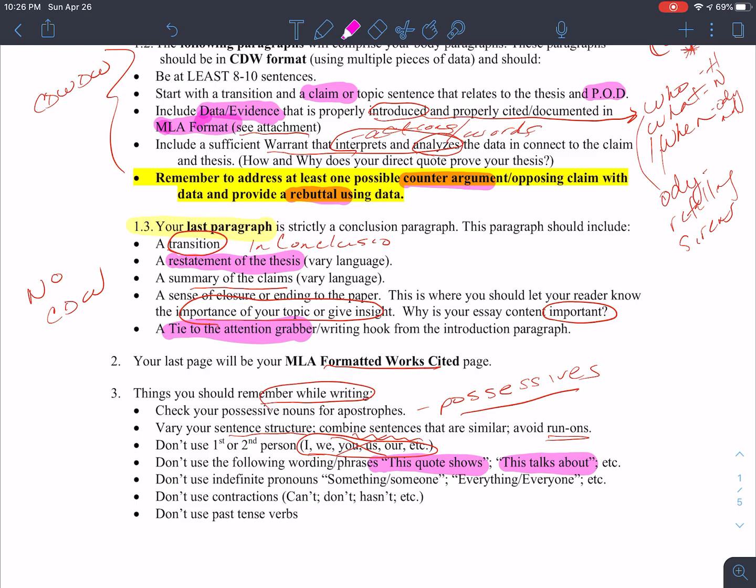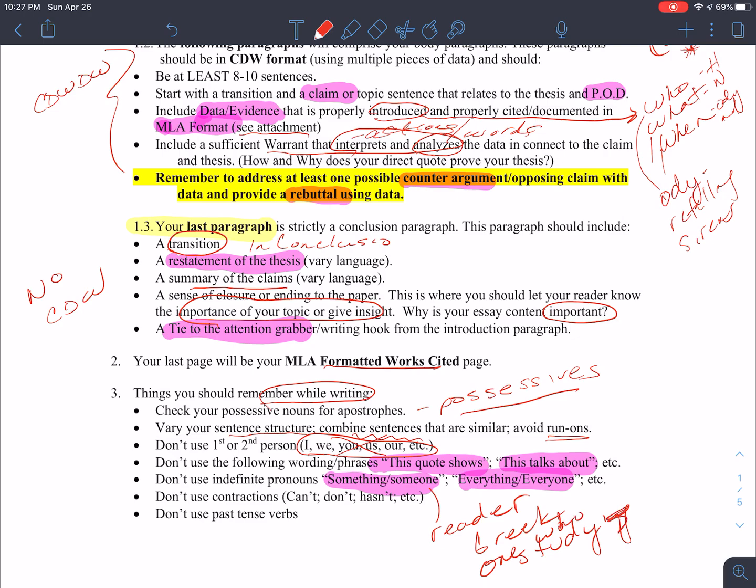Try to avoid indefinite pronouns where you don't really name specific people. Make sure that you're being clear. Like when you say someone, who are you speaking about? Are you talking about the reader? Are you talking about a Greek citizen? Anyone who's studying? One who studies the Odyssey? But be specific.